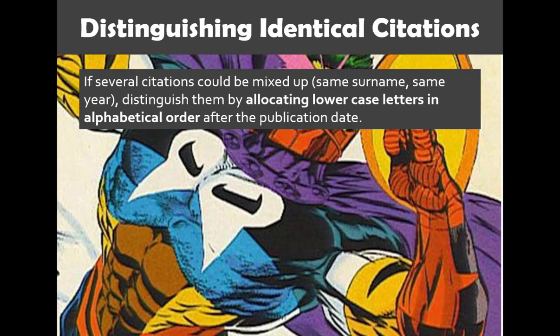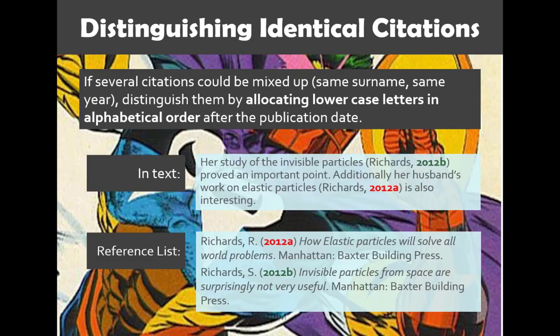If several citations can be mixed up, because the authors have the same surname and published the same year, or because you're referencing 2 documents that were written by the same author and published the same year, to distinguish them you'll need to add a lowercase letter after the date of publication, in the order they appear in your reference list.